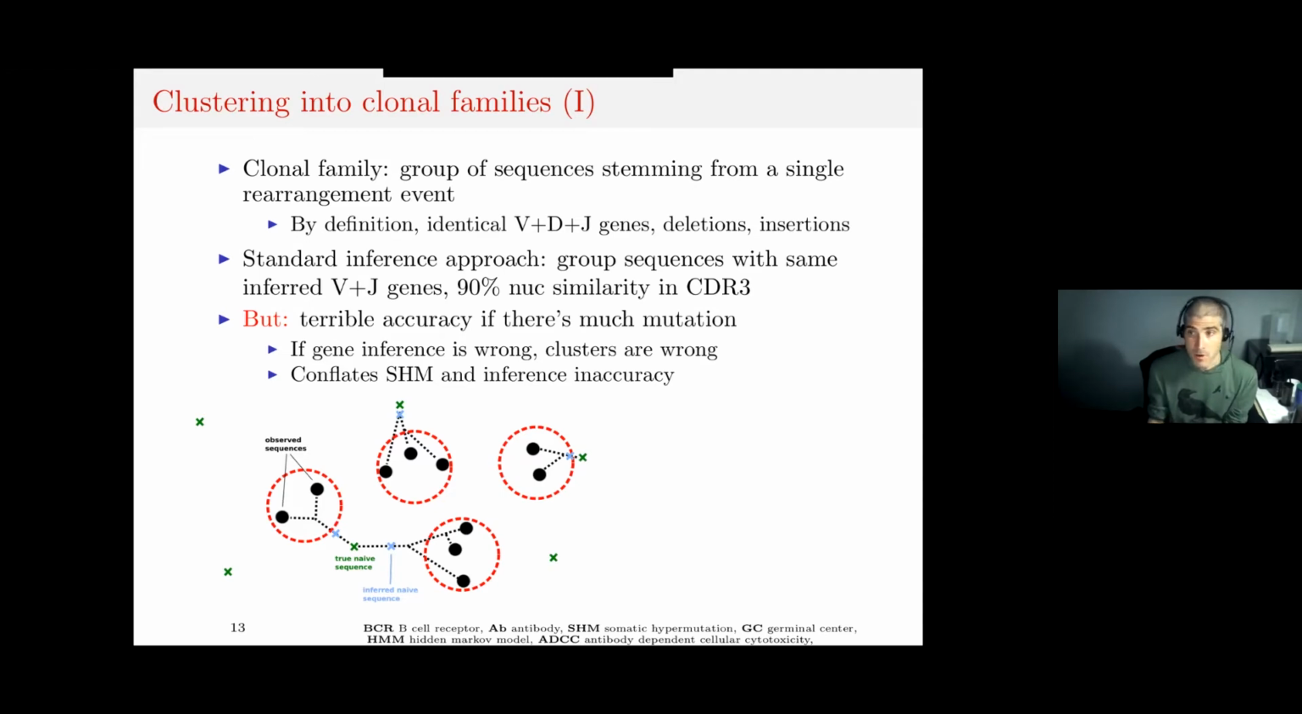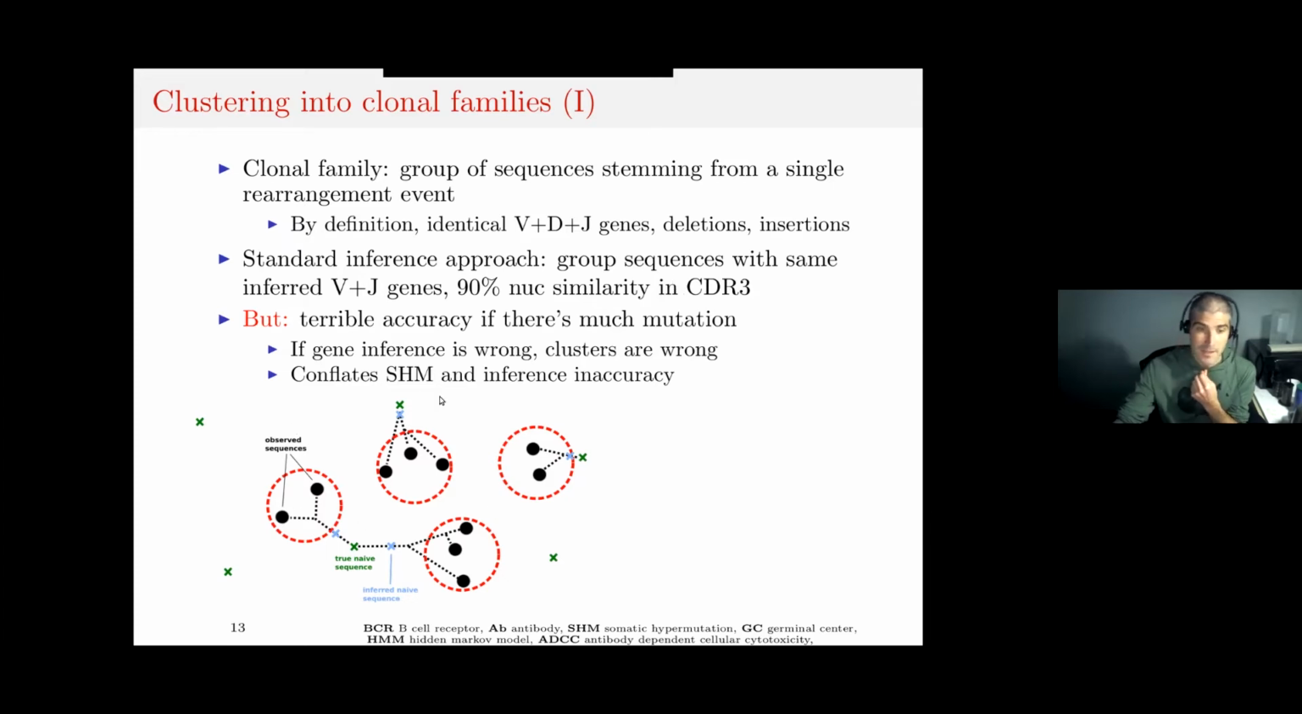The problem with this approach is that if there's any kind of significant SHM, or any significant mutation, the accuracy is just absolutely terrible. The first problem is that if your gene inference is wrong, which it is a lot of the time, or at least there's a lot of uncertainty in it, then the clusters will be wrong. The other problem is that it conflates, on the one hand, somatic hypermutation, and on the other hand, naive sequence inference inaccuracy. And this figure here has a lot of detail to it, but I'll just focus on one aspect.